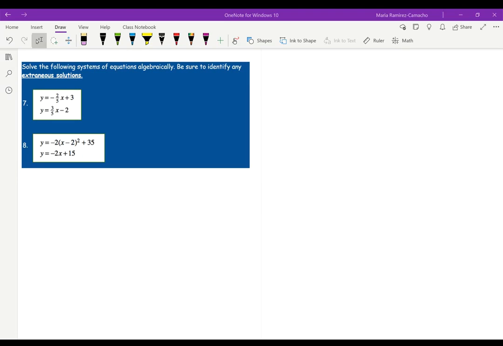Solve the following systems of equations algebraically. Be sure to identify any extraneous solutions. So we'll start with number 7. We've got two linear equations, and I'm going to use the equal values method to solve.